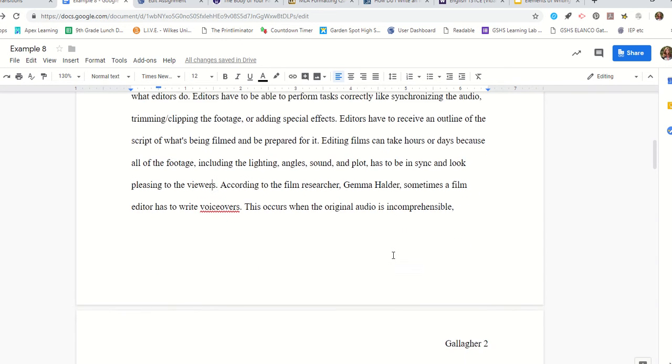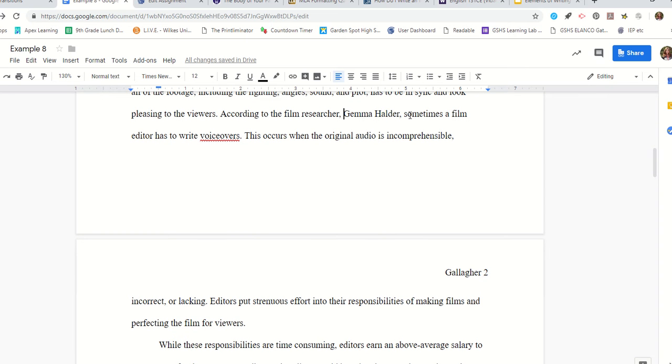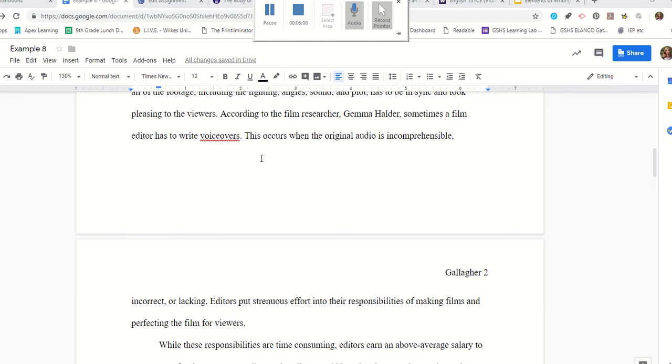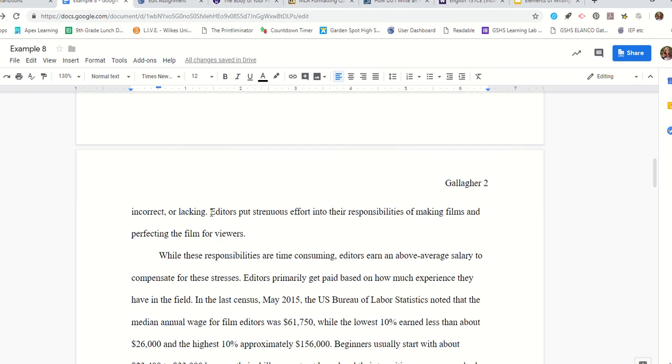So now we have another source. She introduced it: according to a film researcher. So she's a film researcher, and that gives her name, Gemma Halder. It's not a quote, but this idea is from that person. Film editing: sometimes they write voiceovers. They explain when, and then we end our paragraph with why. Understanding the responsibilities of a good film editor is important because it makes the perfect film for viewers. It goes back to the viewers.